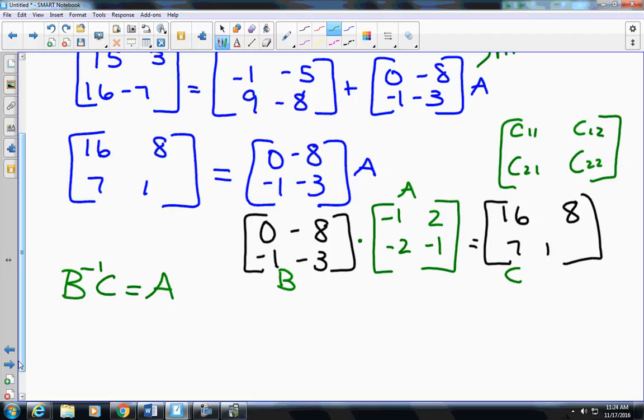Okay, so step by step. Do you understand how to get it to this point, like right here? Okay. You would take matrix B and find its inverse, and then multiply it by matrix C, and that product will be what you need to find, matrix A. Got it?